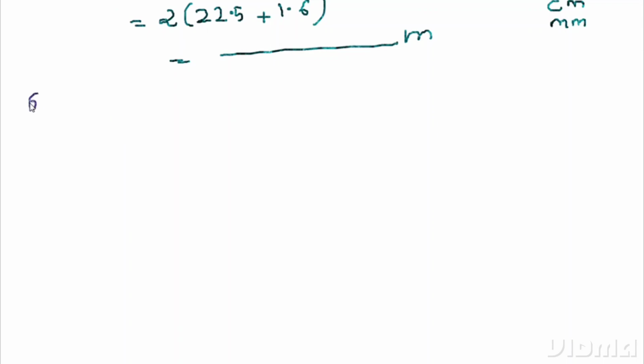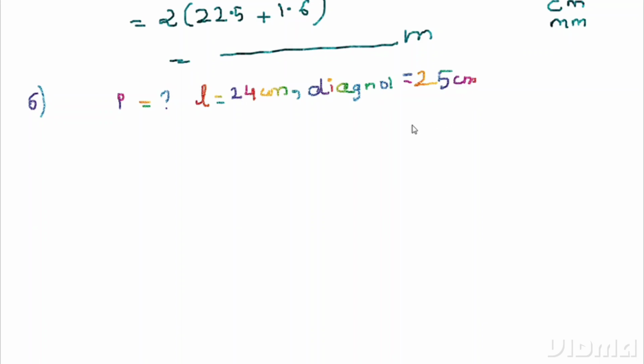So the sixth question says that, again, the perimeter of a rectangle you have to find. The length is given to you as 24 centimeter and the diagonal is given as 25 centimeter. This question we have already done. This is similar to the third question, exactly the same, so you can do this. Now let's move on to the seventh question.